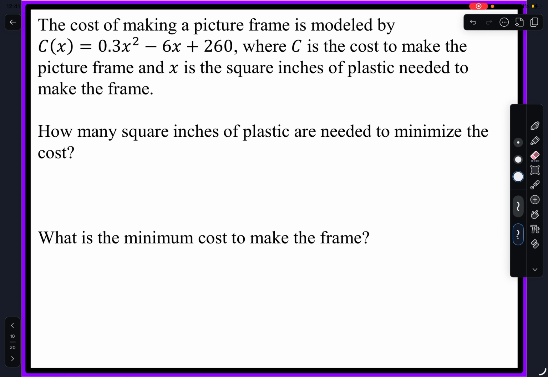In this example, the cost of making a picture frame can be modeled by this equation. C is going to be the cost, and the variable X represents the square inches of plastic needed to make the frame. Now, how many inches of plastic are needed to minimize the cost? So we're asking to identify the X value to minimize the cost, to minimize C.